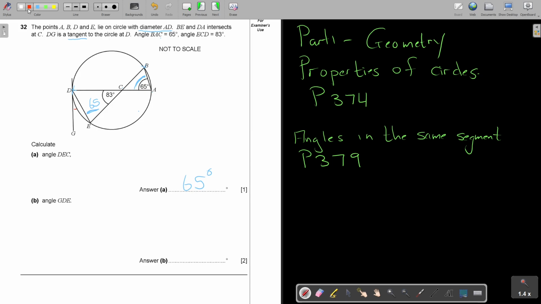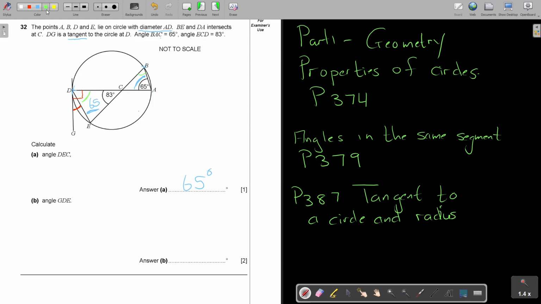Now, it's this angle. But first, I must use the tangent. So on page 387, tangent to a circle and radius, and that's always forming a 90 degrees. So let's first find this little green angle there.